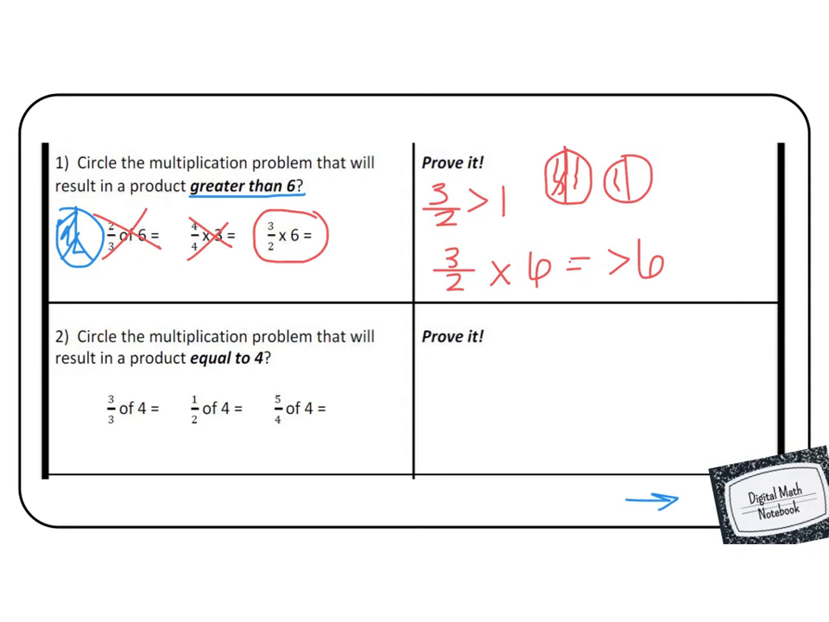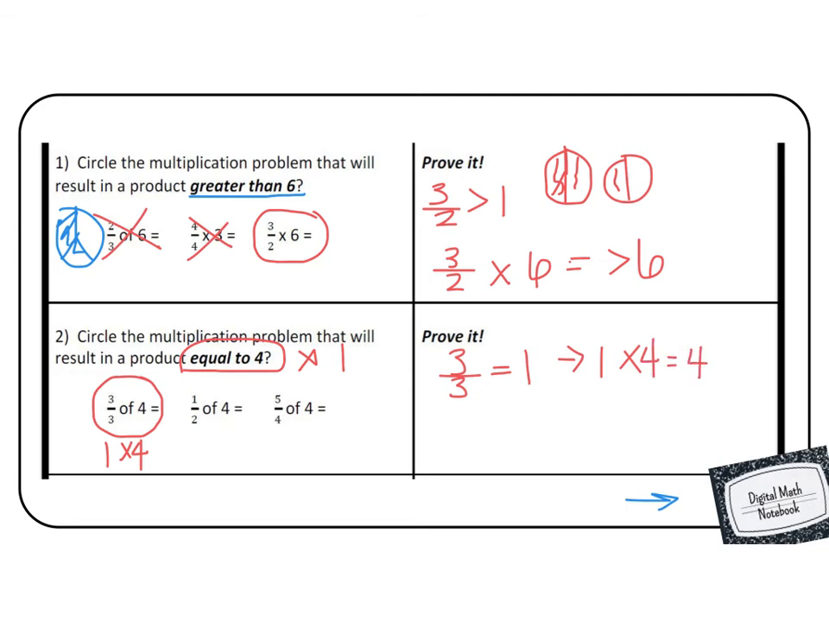All right, let's try a second problem. This says circle the multiplication problem that will result in a product equal to 4. So I want my problem to stay the exact same, which means I need to multiply by 1. So I'm going to look at my fractions and try to find one that equals 1. Well, look here. 3 over 3 means 1 whole. So 3 over 3 times 4 is going to be 1 times 4. So let's go over here and prove it. 3 over 3 equals 1. And 1 times 4 equals 4.